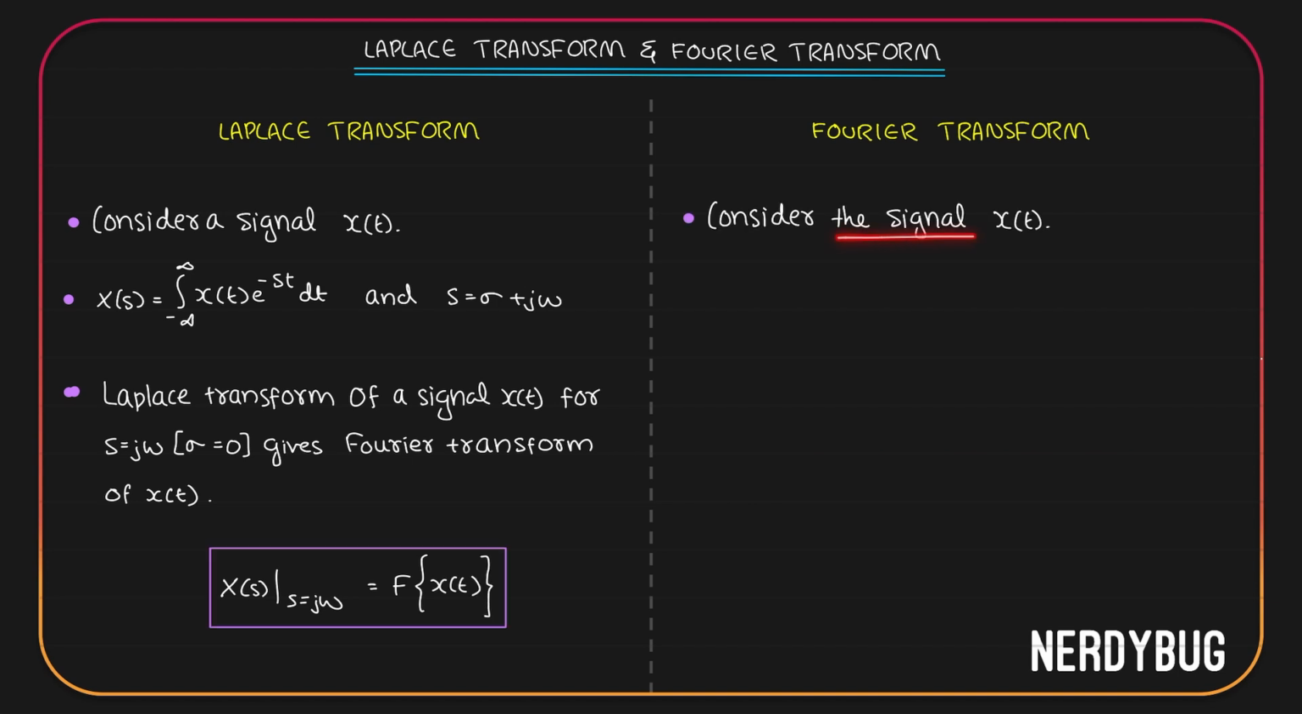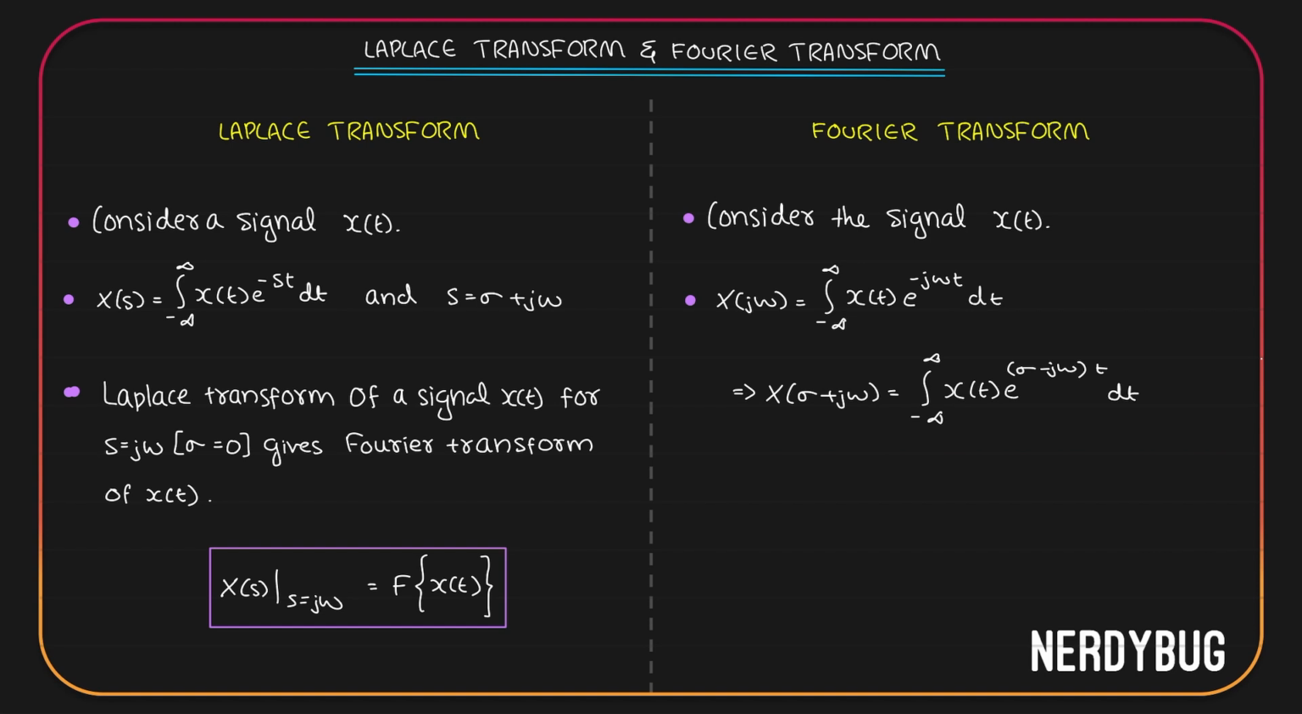Now consider the same signal x of t again. In frequency domain, we can write it like this. X of j omega is equal to integral from minus infinity to infinity x of t e raised to minus j omega t dt. Instead of taking j omega, let us take sigma plus j omega. Then we get X of sigma plus j omega is equal to integral from minus infinity to infinity x of t e raised to sigma plus j omega multiplied by t dt.